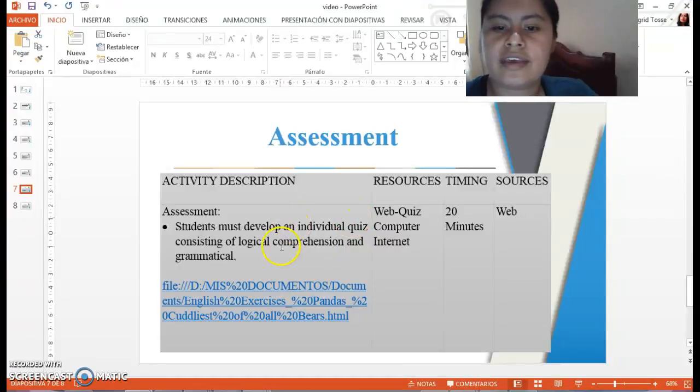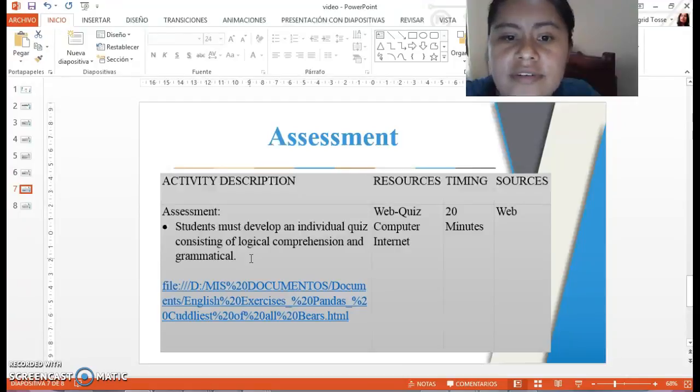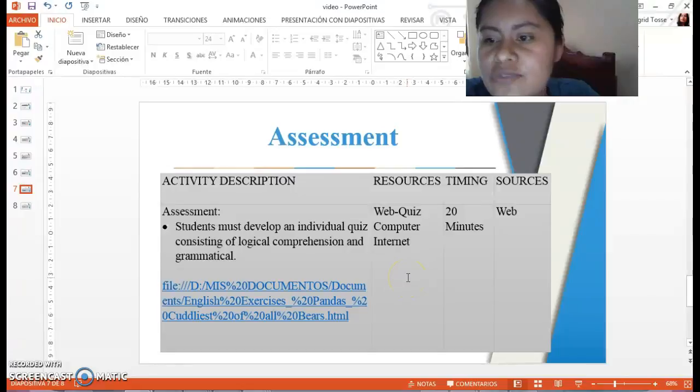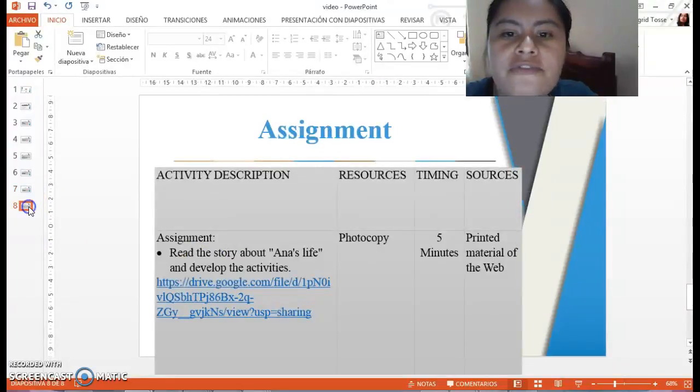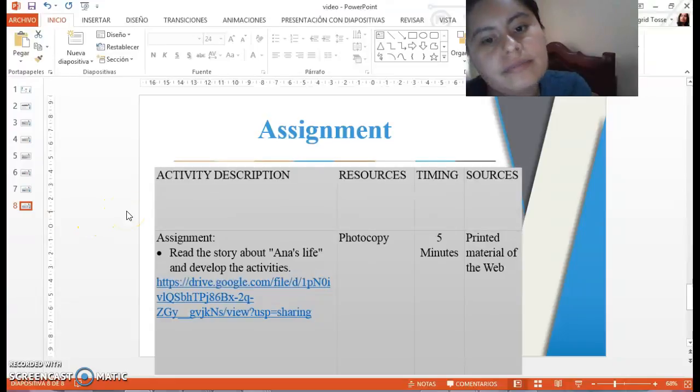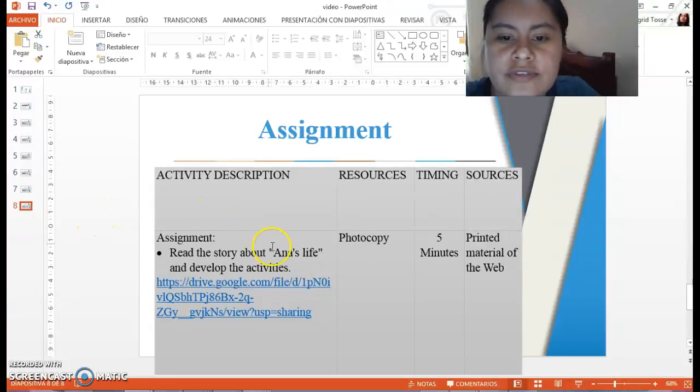This is a good tool because we can have the grade in the same moment. And the time is 20 minutes. And the use is only web, computer, and internet. And finally, in the assignment, the idea is that the students read a story about Anna's life and then develop the activities proposed in the photocopies.